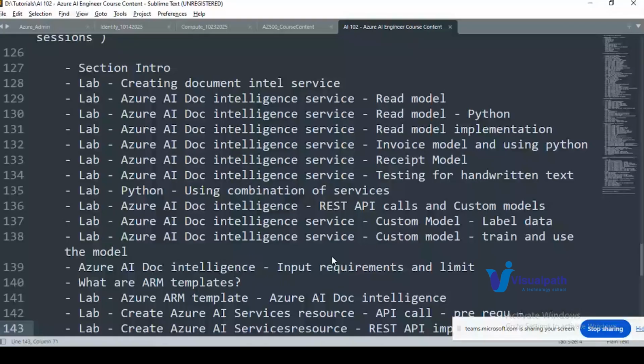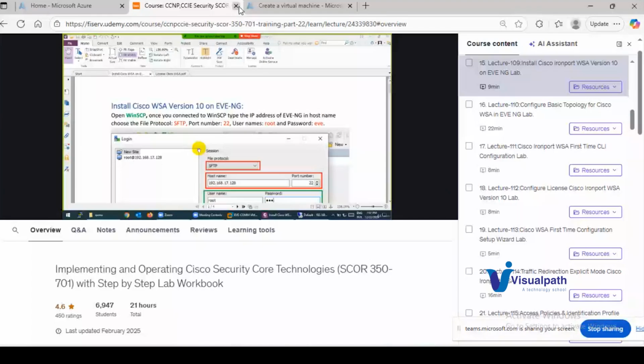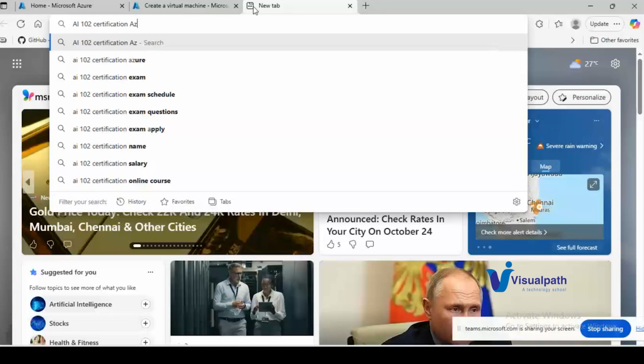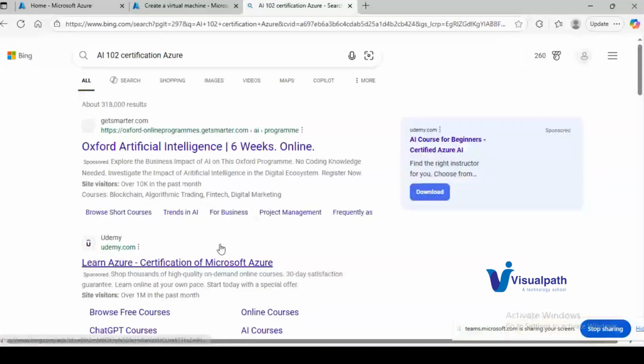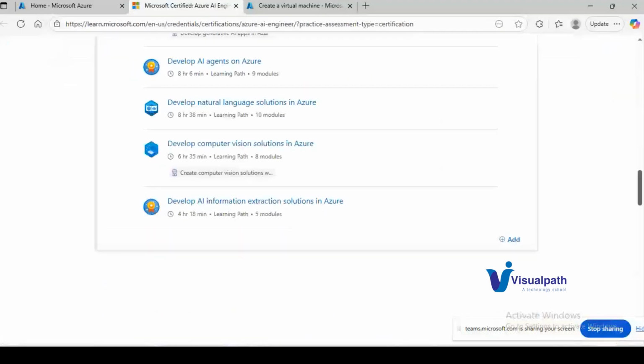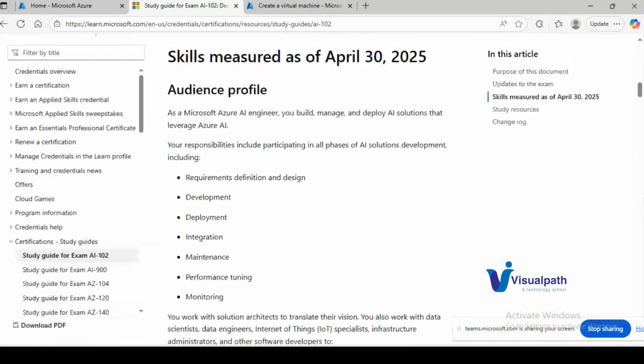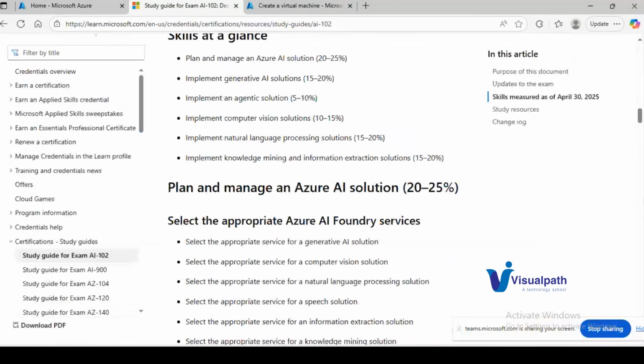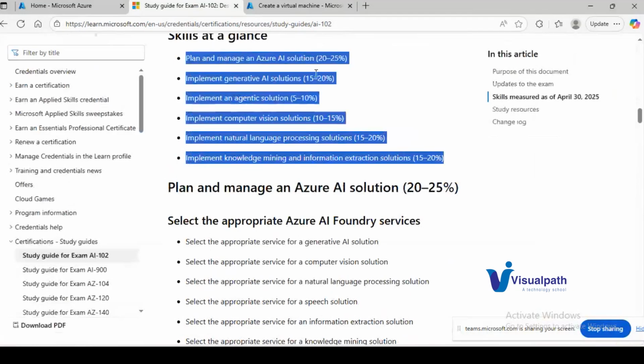Fully aligning with AI-102. This is fully aligning with the AI Engineer Associate. Let me go to the exam guide. Yeah, so this is what we have just seen, right? Plan and manage an Azure AI solution, all these things are there. This is what we have seen.